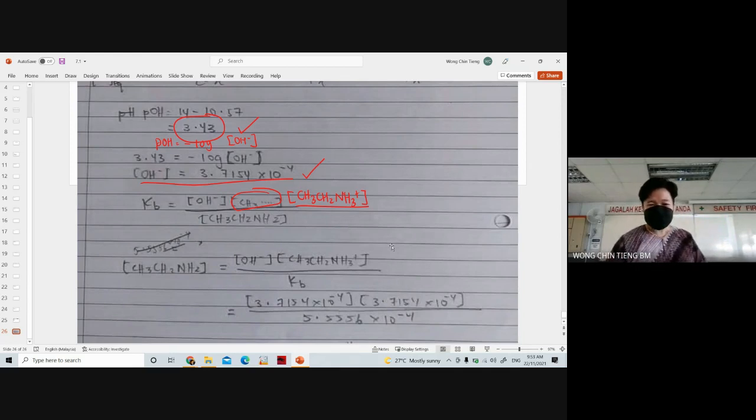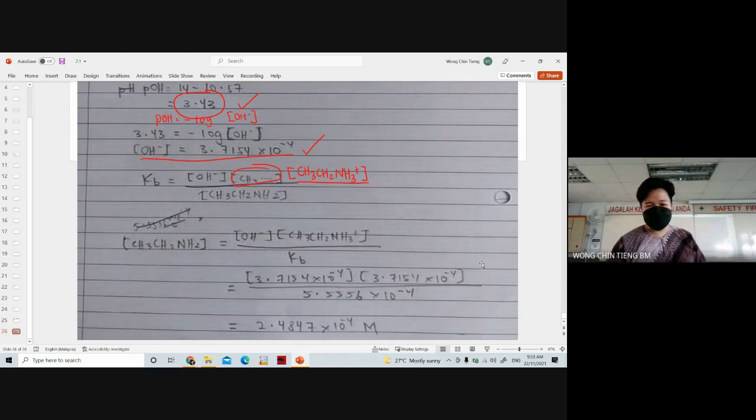Alright. Okay. And look at this part. The concentration is wrong, I'm pretty sure, right? Sebab saya dapat 6.2 betul. Alright? Why? Why is it wrong?